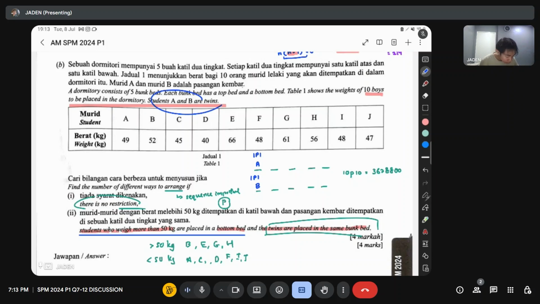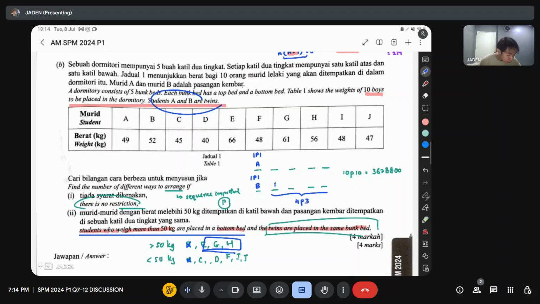Now the next is, once we settle A and B, we have E, G, and H to place. These must be placed at the bottom bed. So how? At the bottom bed, you have another 4 slots. In the 4 slots, you have to put in 3 students. So this is 4P3.